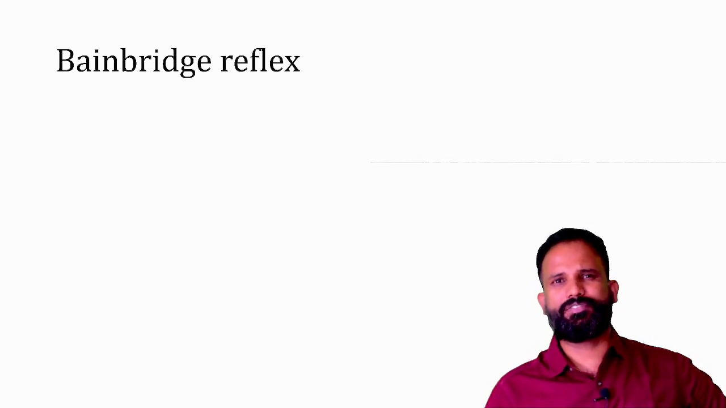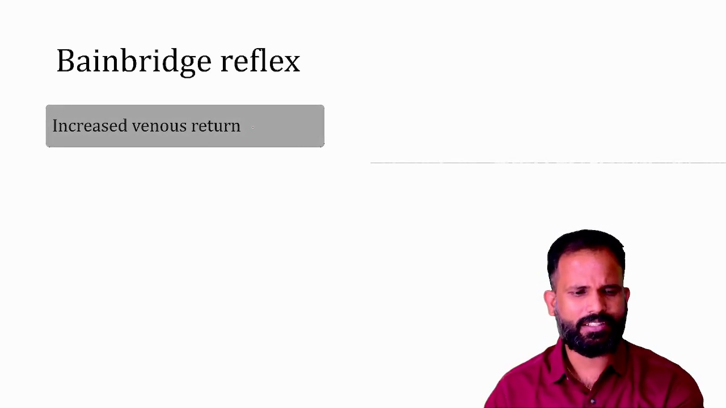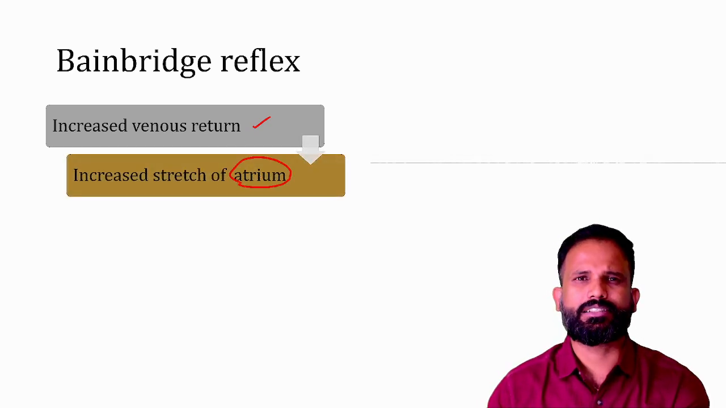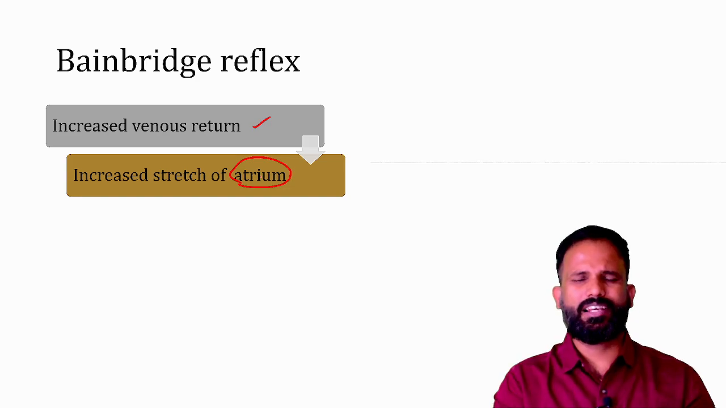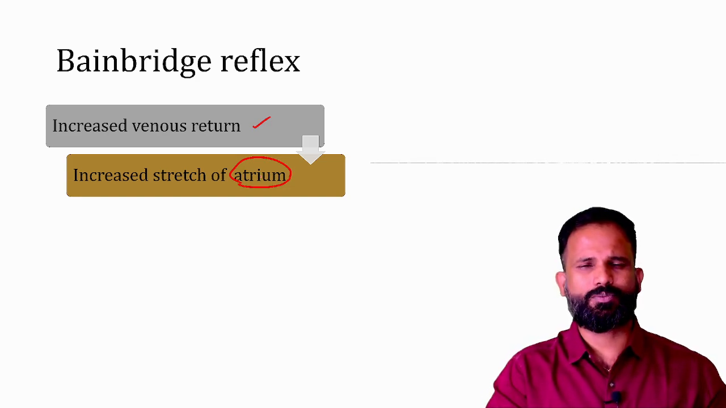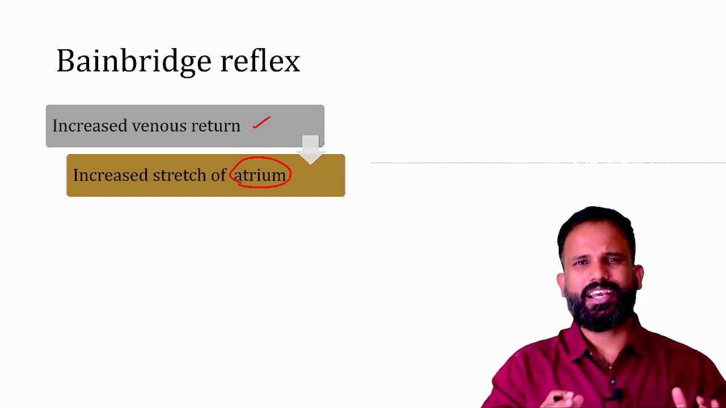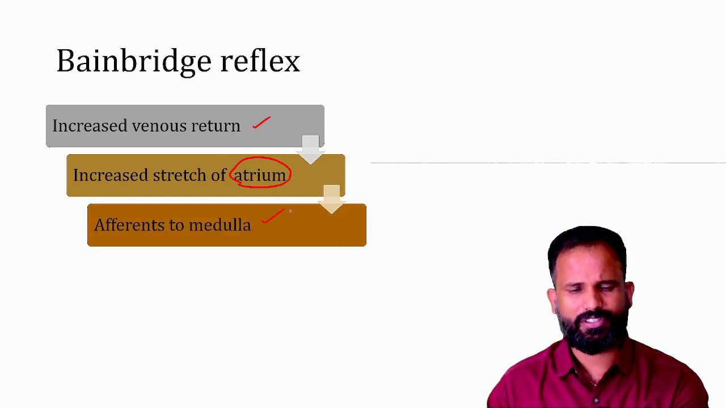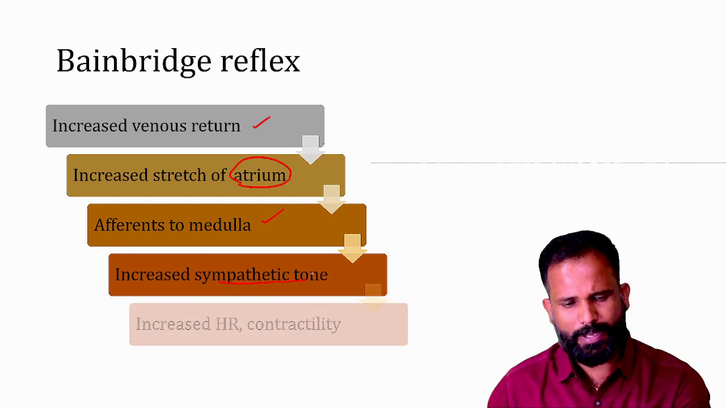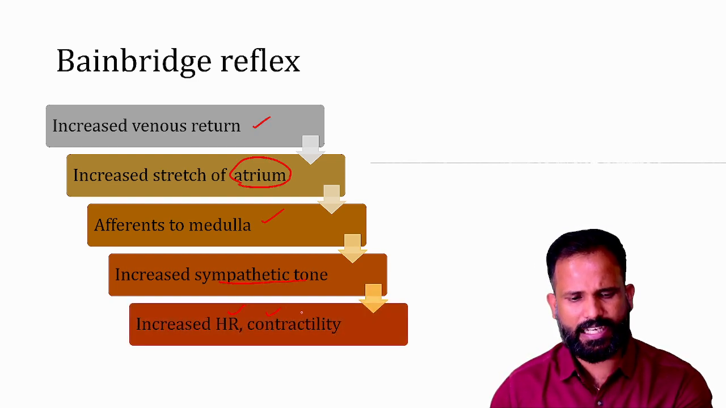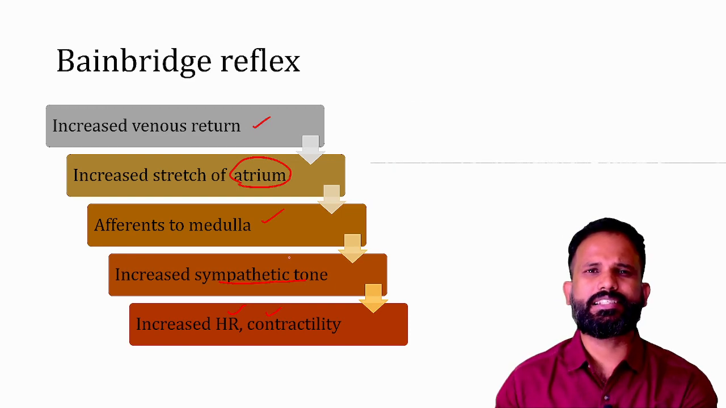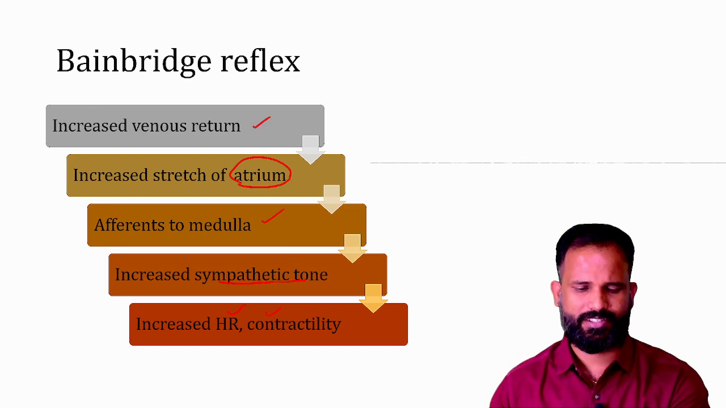Coming to the Bainbridge reflex. Whenever the venous return or the blood volume is more, stretch of the atrium occurs. So I can say simply the load on the heart is more, it is stretched, and it has to empty the contents out. So the afferents go to the medulla, sympathetic tone is increased, and heart rate and contractility are increased. So heart rate and contractility increased means BP is increased.